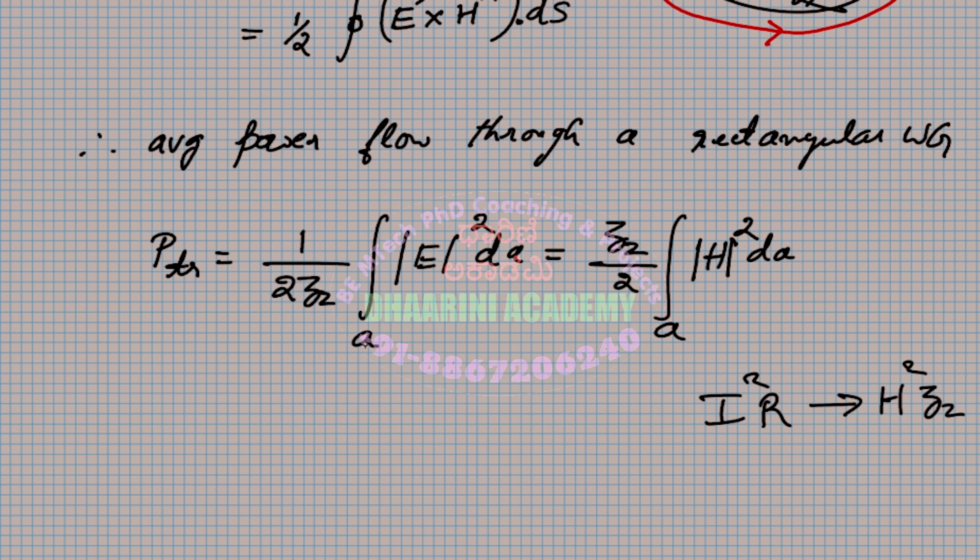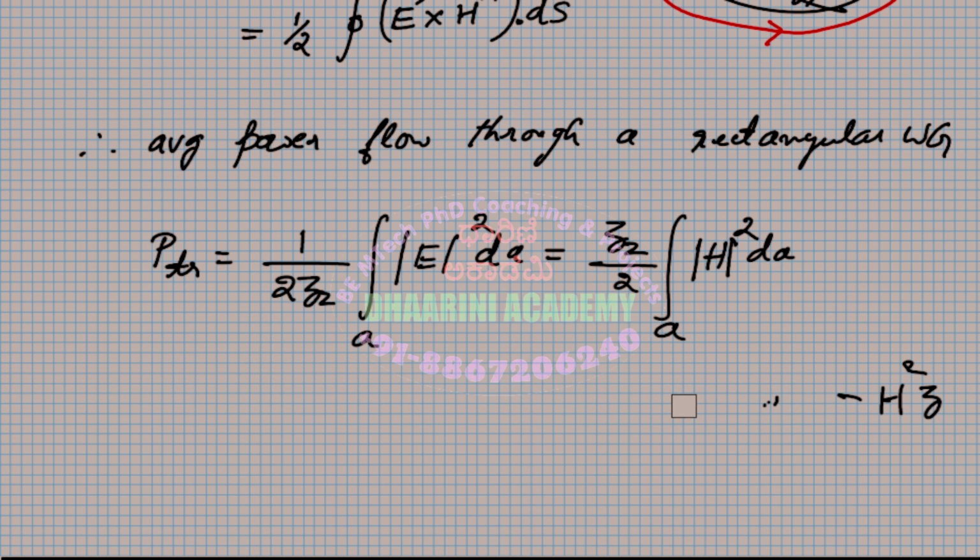There is a half already existing, half remains there. Either you write E square by Z_Z, or you can write H square into Z, right? Anything you want you can use. Whenever I appropriately replace the terms, I still am able to calculate the required components, and I can still be able to calculate the power transmitted through the medium. Is it okay? Right. So we have a modification here.